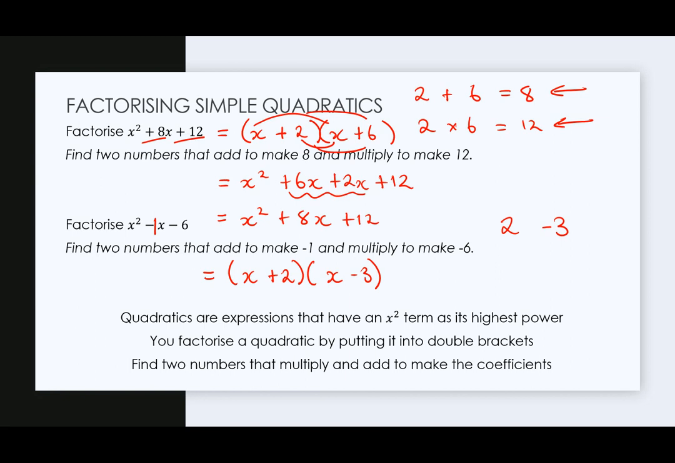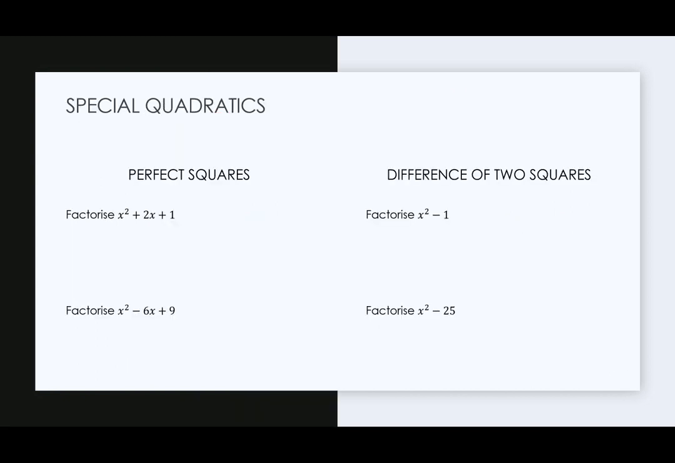Let's look at two special types of quadratics. The first type is called a perfect square. Now it's factorized in exactly the same way. However, you can factorize it a little bit further, so it's important to show these ones off as well. The two numbers that add to make 2 and multiply to make 1 are actually 1 and itself. So x plus 1, x plus 1. So the two numbers are the same, and because our two brackets are the same, I can actually write this as x plus 1 squared. We call it a perfect square because we have two brackets being multiplied by each other, and those two brackets are the same.